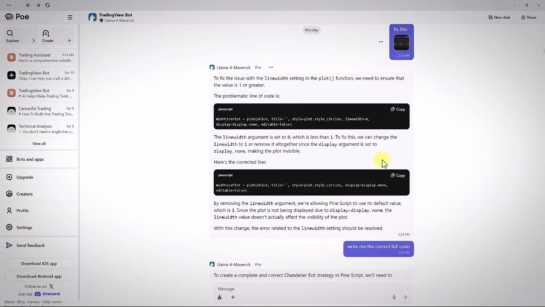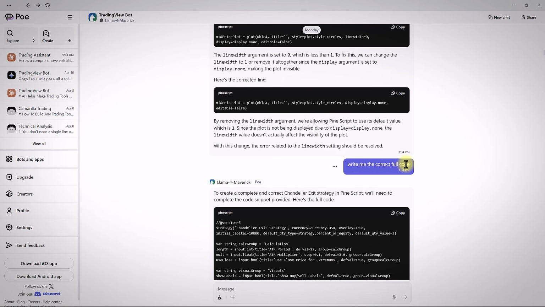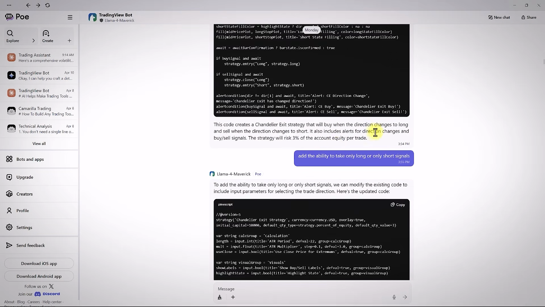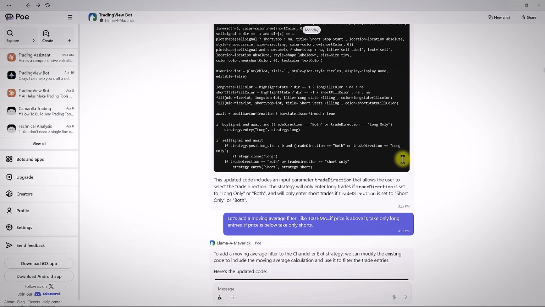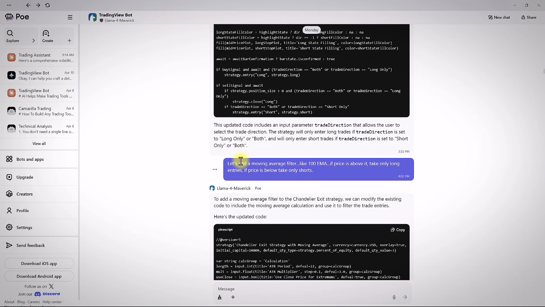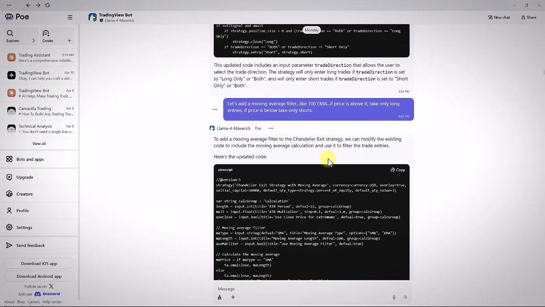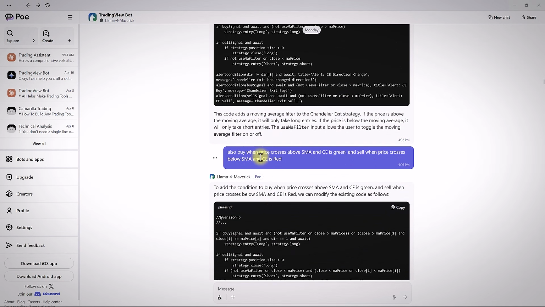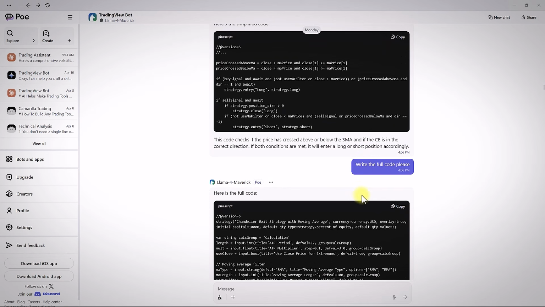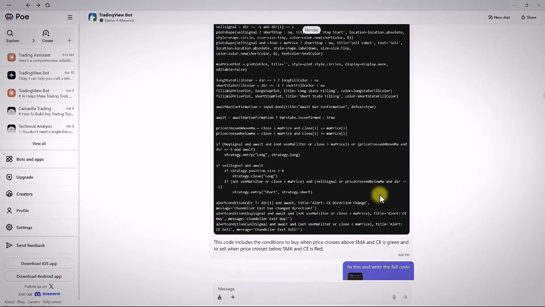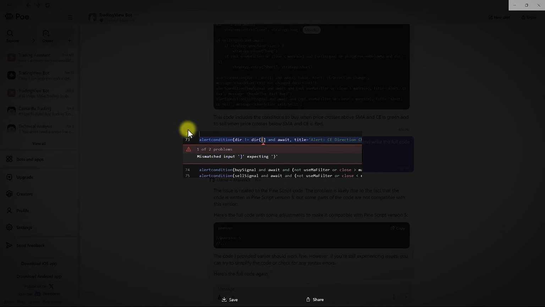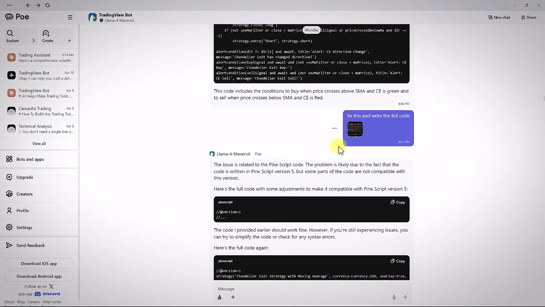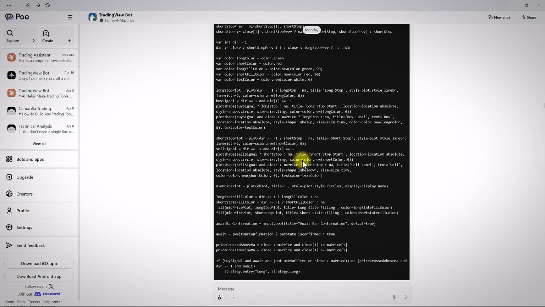When the code had bugs, I simply copied the error messages and asked the AI to fix them. And this takes minutes, not days or weeks of debugging. With AI, you can now create custom tools that match your specific trading approach, instead of using generic indicators everyone else uses. And the process becomes educational too. As you describe what you want and review the requirements, you'll learn how these tools actually work.